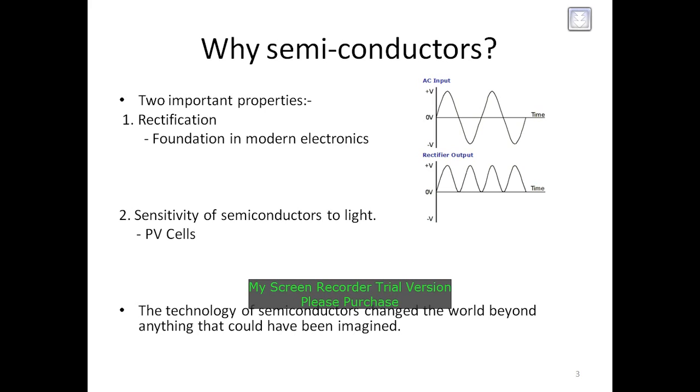The second important feature of semiconductor devices is that they are sensitive to light. That's also the application we see in PV cells. These two properties of semiconductors have changed the technological advancement of the world beyond anything that can be imagined. So we should really understand the PN junction, or semiconductor physics.